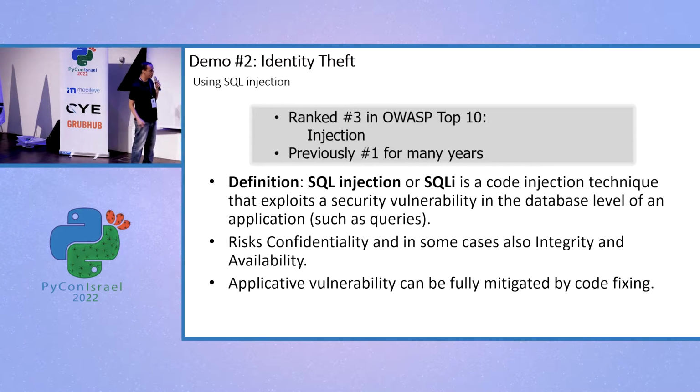is not also vulnerable. The definition of SQL injection: this is a code injection technique that exploits a security vulnerability in the database level of an application, such as queries. Basically, I'm modifying the way the SQL query works. It risks confidentiality. In some cases, it can also risk integrity and availability, and also lead to full remote code execution over your server, fully taking over your server. And if you want to fully mitigate SQL injection, you need to secure your code. So if you have a web application firewall, it might make me work harder, but eventually, most chances I would be able to bypass it.